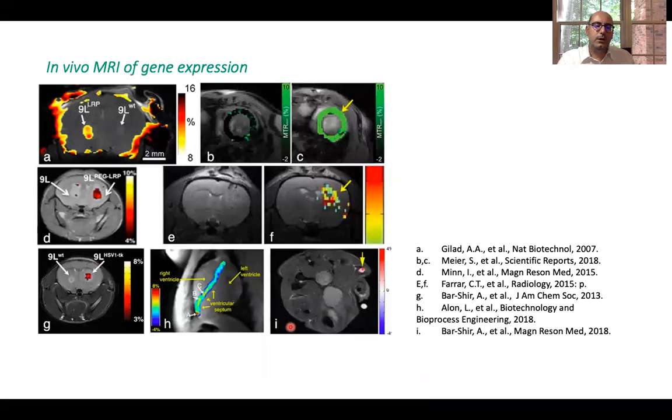From that on, we kept working with the LRP with different promoters. We share it with other labs. So for example, the group of Moriel Vandesberger showed that they can use it to track gene therapy in the myocardium and the heart muscle. We showed that we can use the LRP to detect specific promoters in tumors. And Chris Farrar from MGH was able to use it to track oncolytic virotherapy.